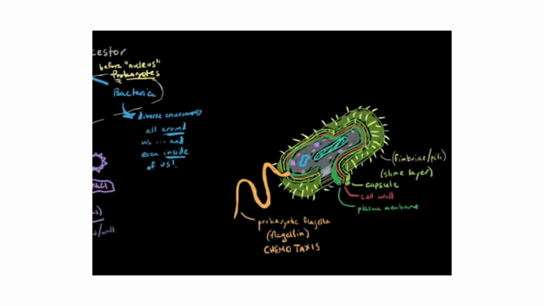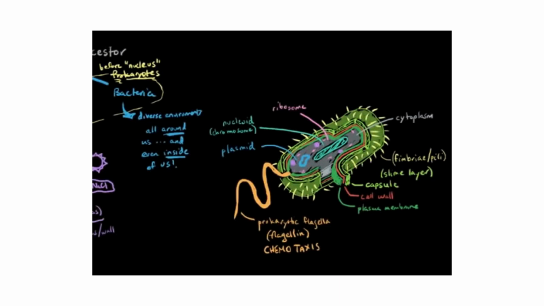And they're in parentheses because not all cells have them. Now let's talk about what's inside of a bacteria. So of course it has a cytoplasm and some ribosomes, but you should notice that there is no nucleus. It has a nucleoid area for its chromosome.